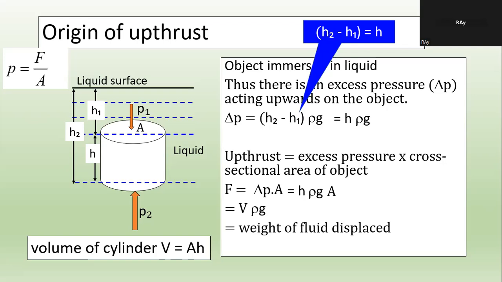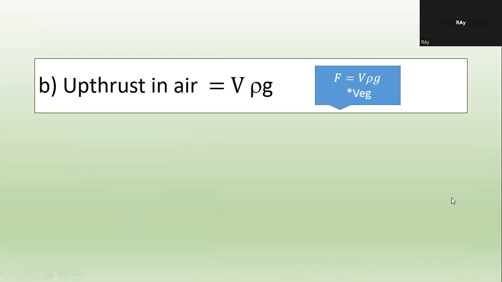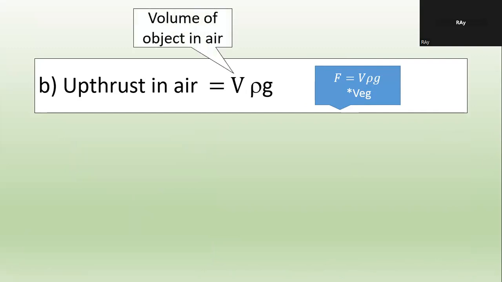So what is the official formula for upthrust? F equals volume times density times G. Right, that's the formula. If you can just remember where G is, rho is the density, that will help you. Remember, it's given in the formula sheet. So remember, it's easier and faster.